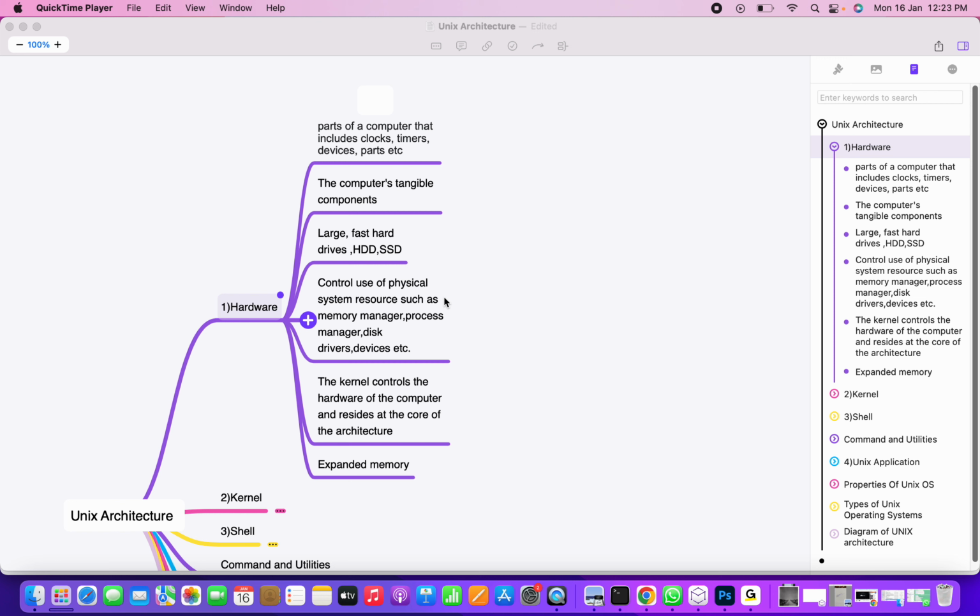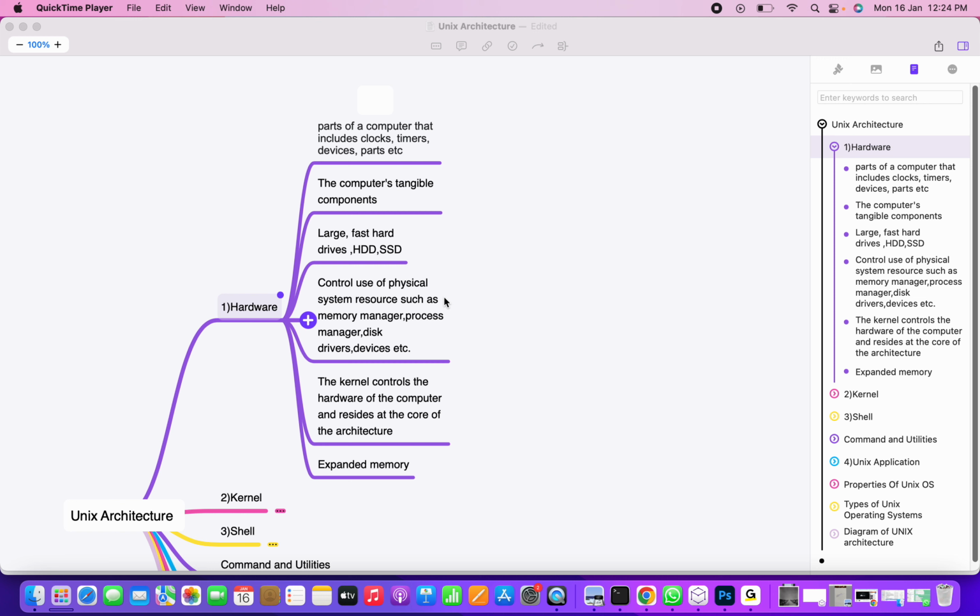So what does it contain? It contains a large number of hard drives. The hard drives can be HDD or SSD. Then it controls the use of physical system resources such as memory. It actually holds the memory, the process manager, disk space, and devices and drivers are the components of the hardware. The kernel controls the hardware of the computer and is the core part of the architecture. We'll see the kernel next.